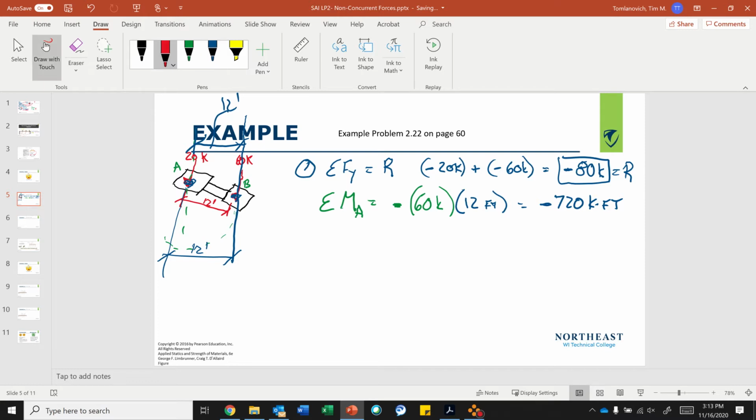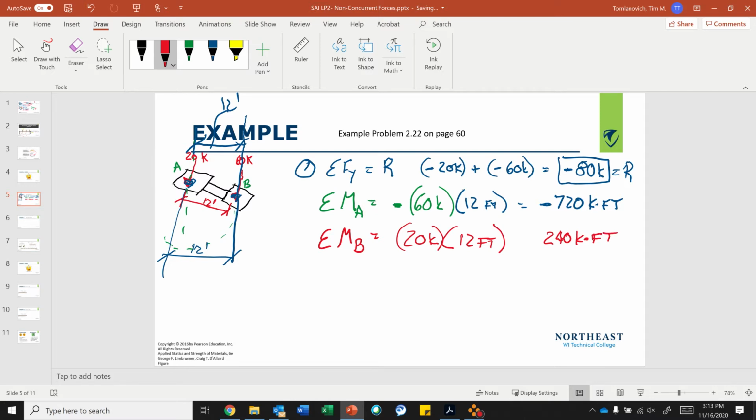Now what I want to do is sum the moments about B, because I'm going to show you what happens at the end here. Sum of the moments about point B. We know the line of action of the 60 kip force is going through the point of rotation. So we have zero moment because there's no perpendicular distance. Now the 20 kip force is going counterclockwise, so that's a positive rotation. The distance between the two is 12 feet. So 20 times 12 is 240 kip feet.